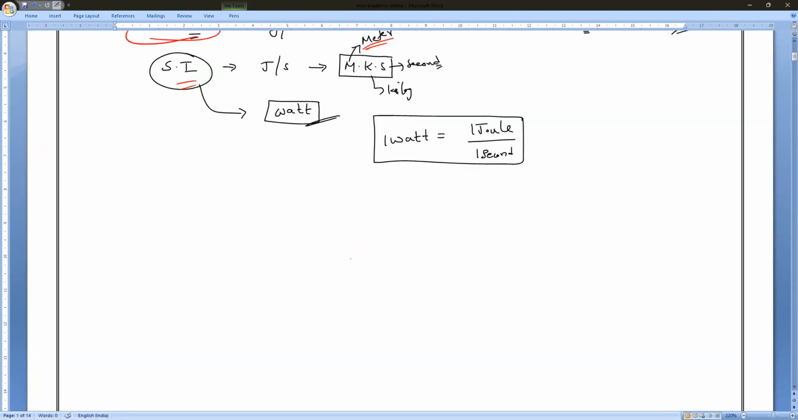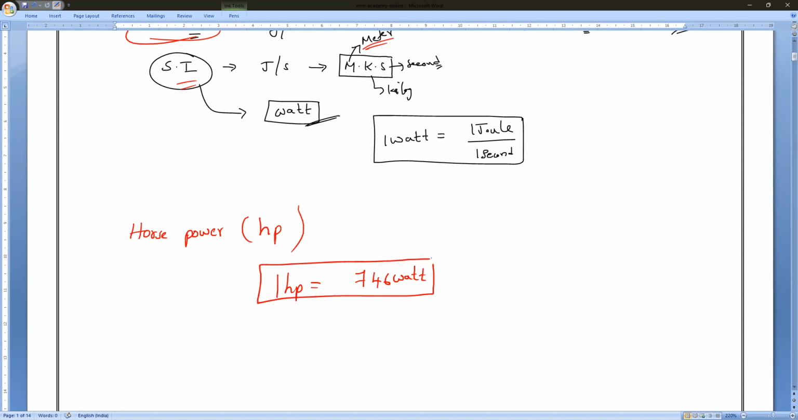Okay. So till now, you all know. And what is the commercial unit of power, everybody? Horsepower. The commercial unit of power is horsepower. And we all know 1 horsepower is equal to how many watts? 746 watts.